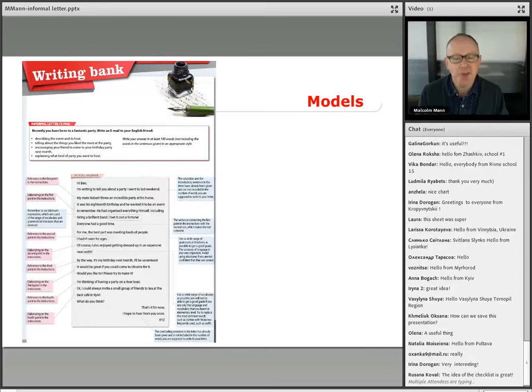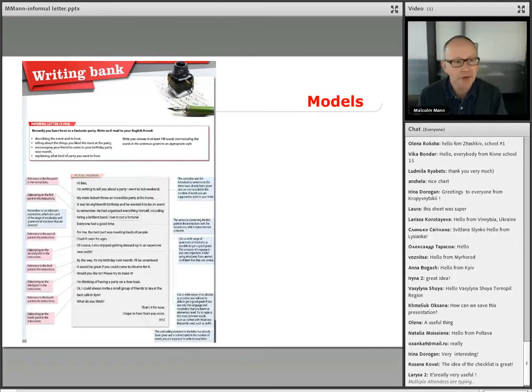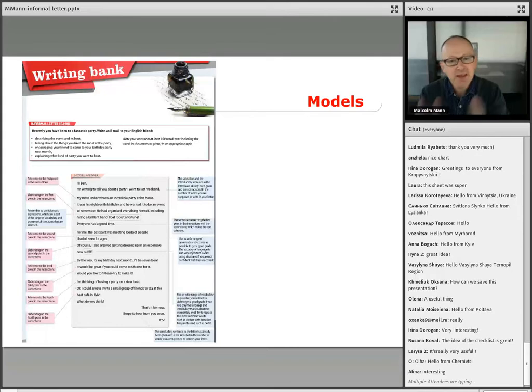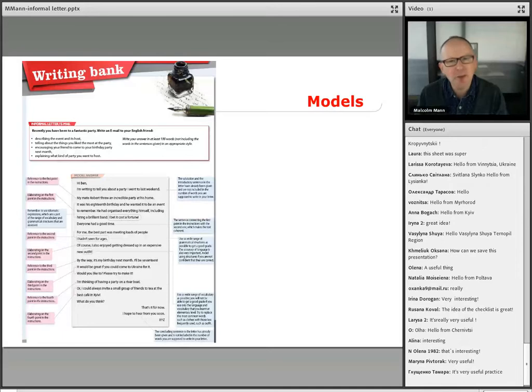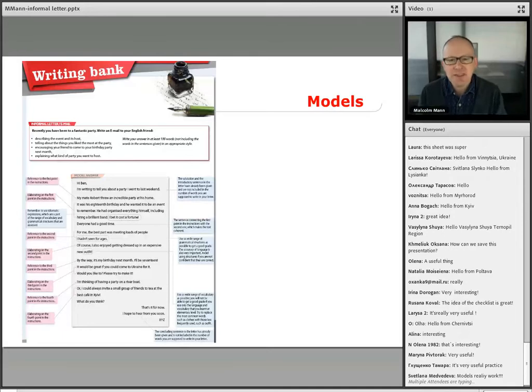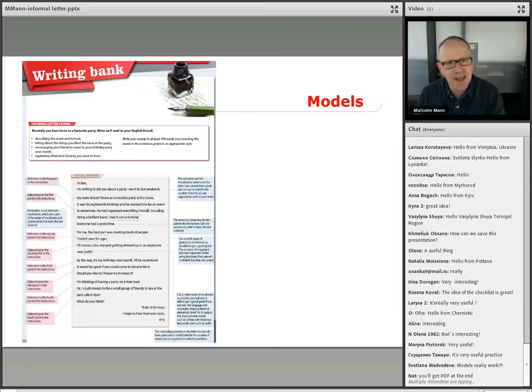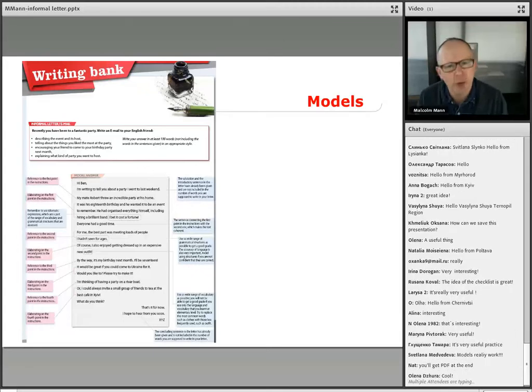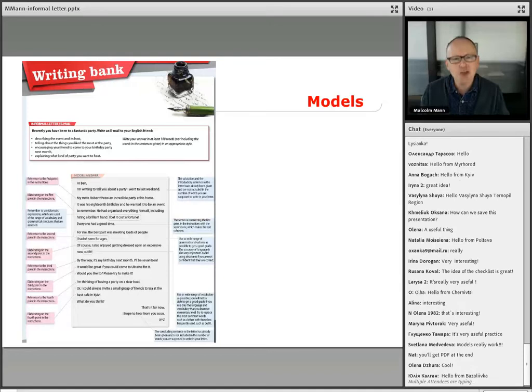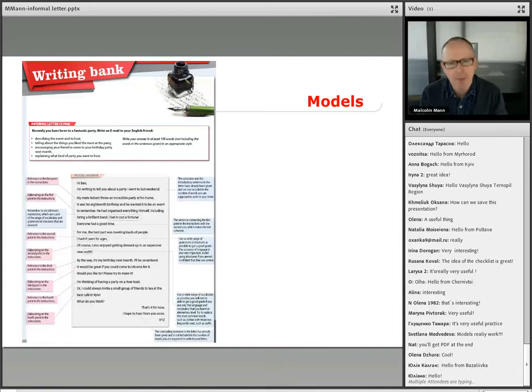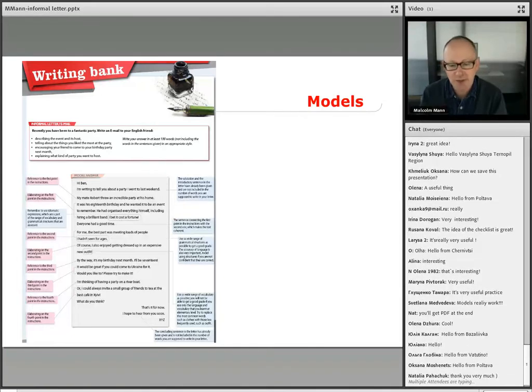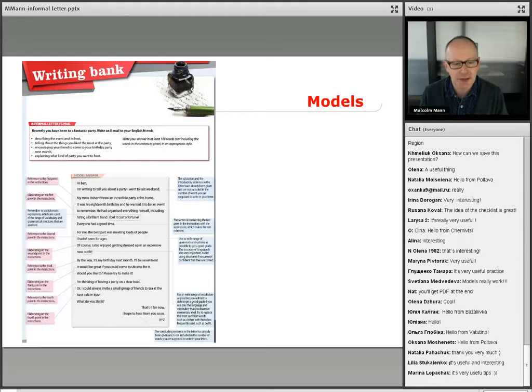Now, something else we can do with models that I think is very important is to compare different models. I think one of the things with course books, one of the problems with course books is that we tend to see writing in isolation. Unit 1 is informal letter, Unit 2 is essay, Unit 3 is review, Unit 4 is formal letter, etc. And we tend not to compare the different writing types. And the more that we can compare them in terms of the grammar that we use, the vocabulary that we use, the formality that we use, the better it is for students, I think.